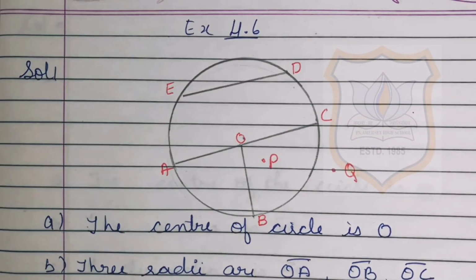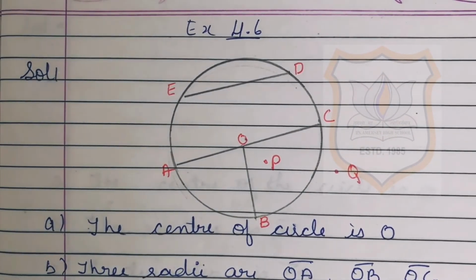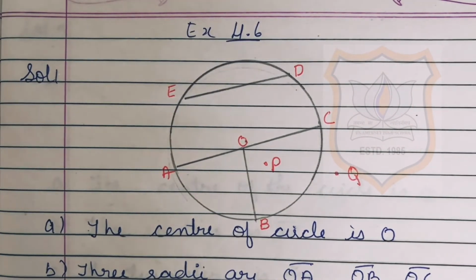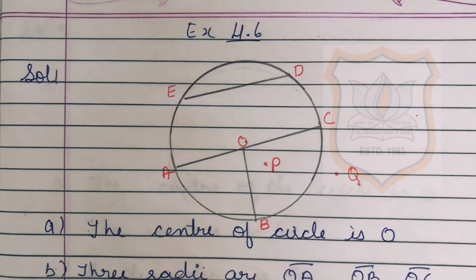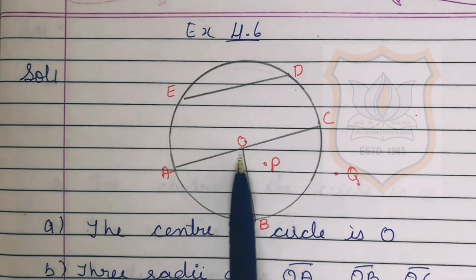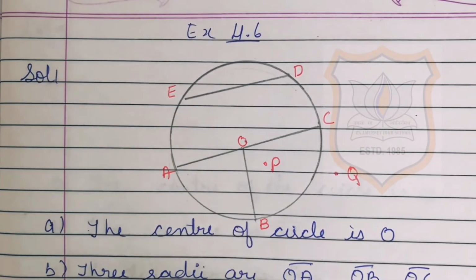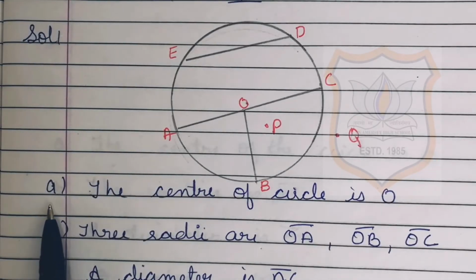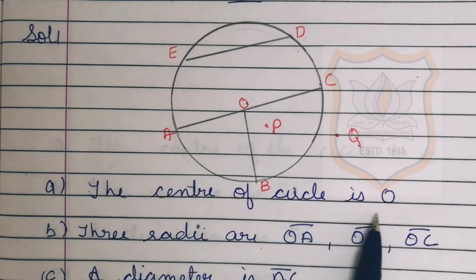Solution for question number 1 of exercise 4.6. Students, here a figure is given. We have to identify the center of the circle. Here you can see the center of the circle is O. So the answer of A part of question number 1 is: the center of a circle is O.